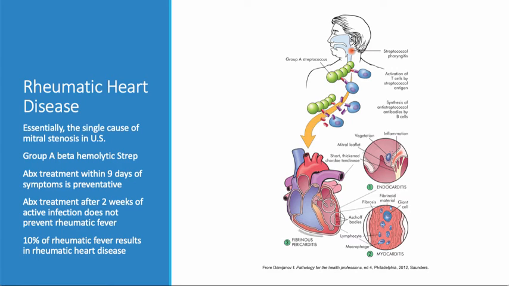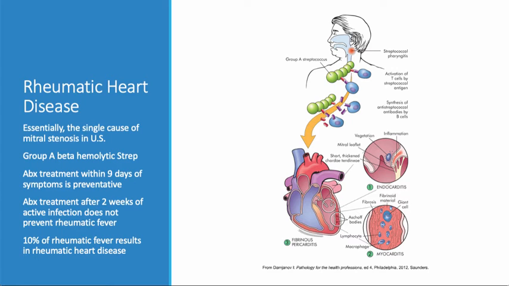We may joke about strep throat and think that it's not a big deal, but it is a big deal, because it can lead to rheumatic heart disease if untreated. Now, the good news is that when we treat it with antibiotics within 9 days of symptom appearance, we can prevent rheumatic heart disease. But we don't want to delay, because antibiotic treatment after 2 weeks of inactive infection does not prevent you from having rheumatic fever.